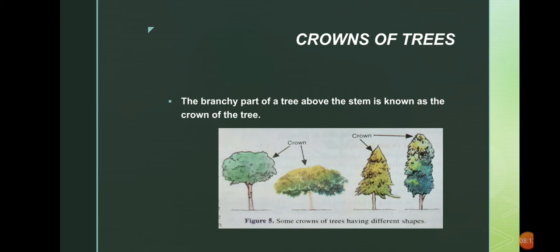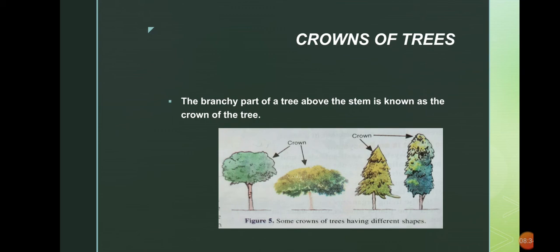If you go to a mountainous area, you will find the crowns of trees are different. If you go to the forest, you will find the crowns are different. There are a large number of crown shapes of trees in a forest. Some of the most common shapes of crowns of trees are shown in this figure. Now, what are the functions of this crown?